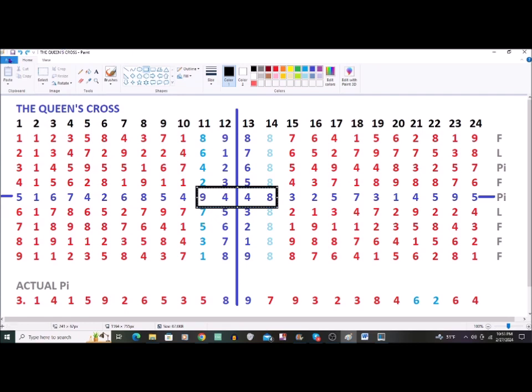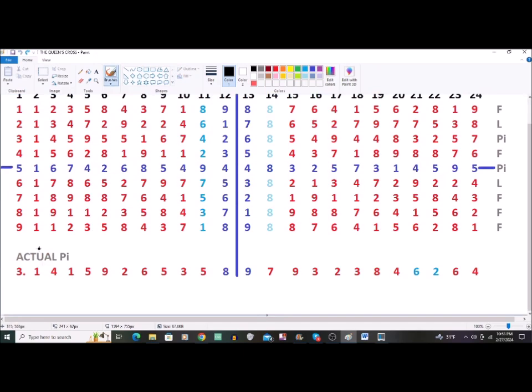It is the feminine. If we look at the actual numbers of pi here, I've got the actual number of pi, and if we just look at the first two numbers here and call that 31 a 13, we've got M, we've got 4 is D, and we've got 1 is A.